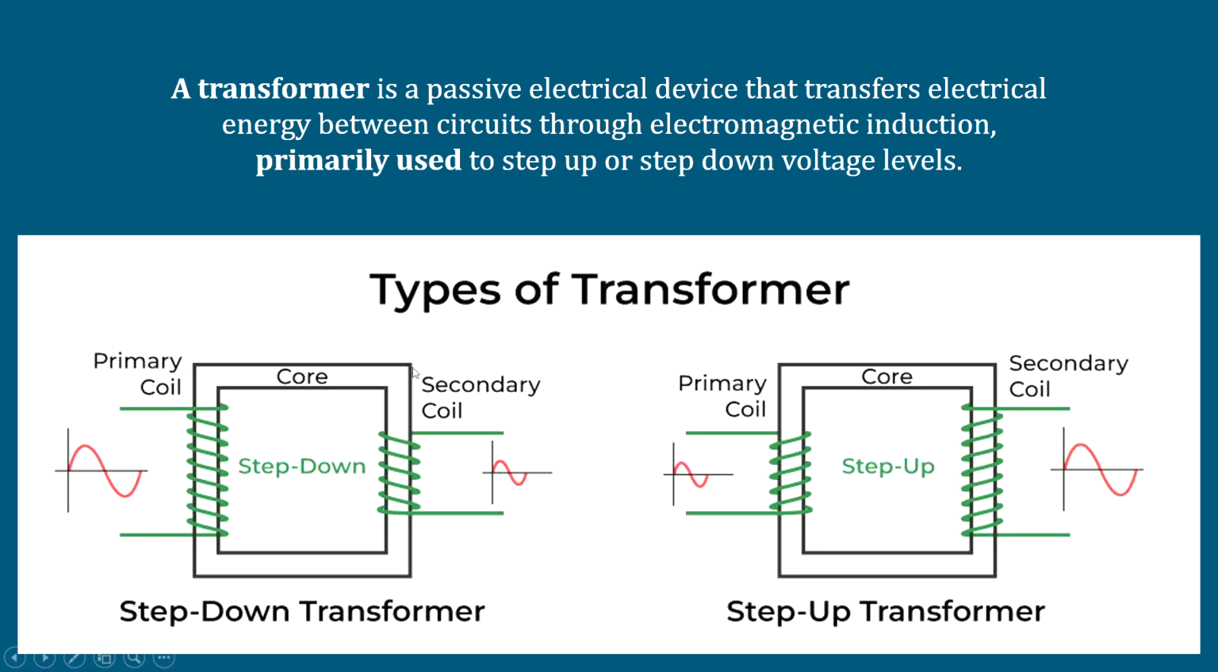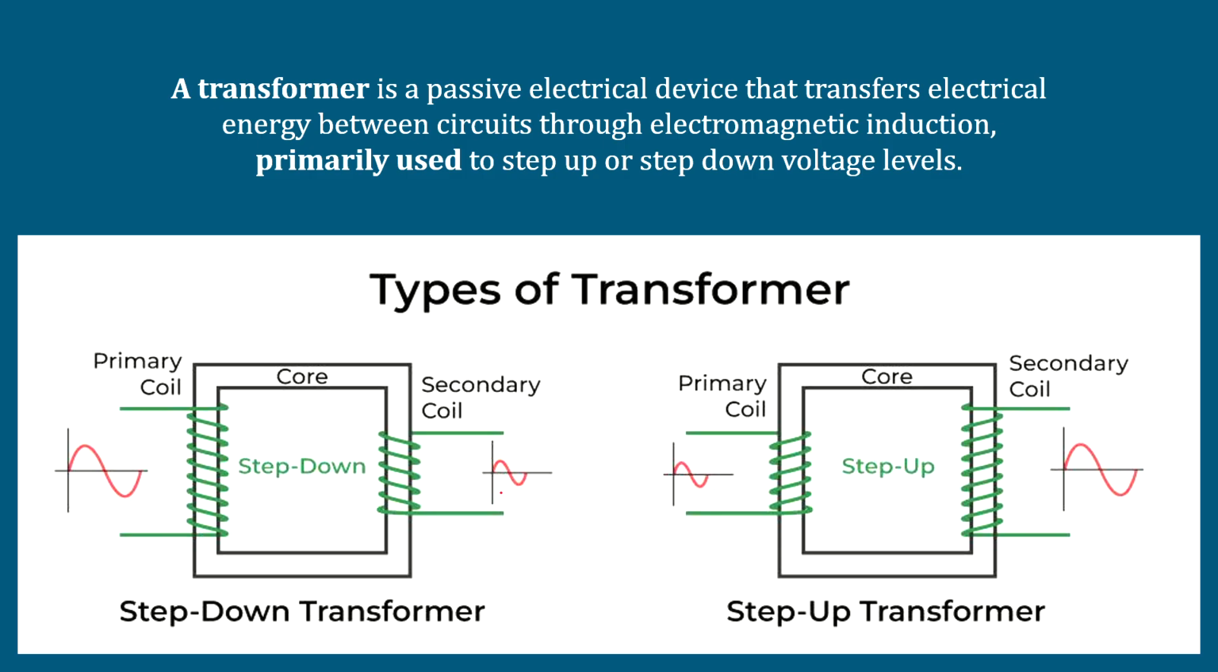Here we have two types of transformer. In a transformer there are three elements: the first is the primary coil, then the magnetic core, and the last one is the secondary coil. This is the step down transformer, which is used to step down the voltage. When we have a huge voltage in the primary coil, we can decrease the magnitude of the voltage on the secondary coil.